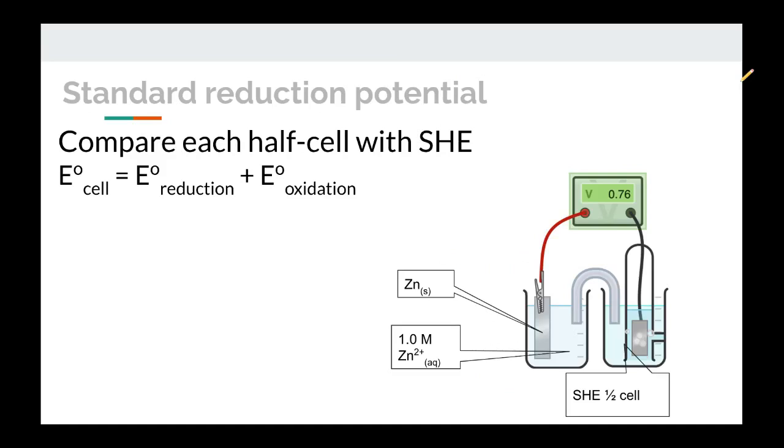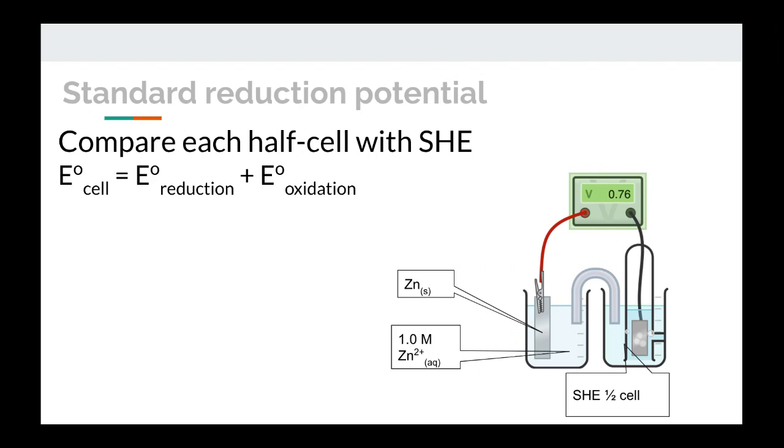cell. So how this works is the reduction potential of the standard hydrogen electrode is defined as 0 volts. So it's just arbitrarily we say that that's 0 volts. So then what we do is we make a comparison by putting other half cells together with the SHE.